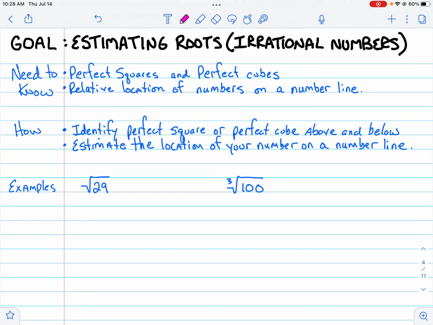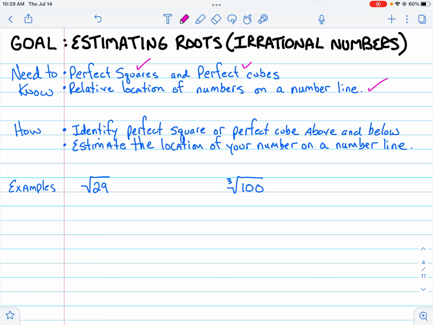Estimating roots that are irrational is a challenging task. It's going to be tough to do in 2 or 3 minutes. But the key component for you is to know your perfect squares, like 1s, 4s, 9s, 16, 25, 36, and so on, and your perfect cubes, 1, 8, 27, 64, 125, and so on. And then you also need to know the relative position of other numbers on a number line compared to perfect squares and cubes. Let me explain that.